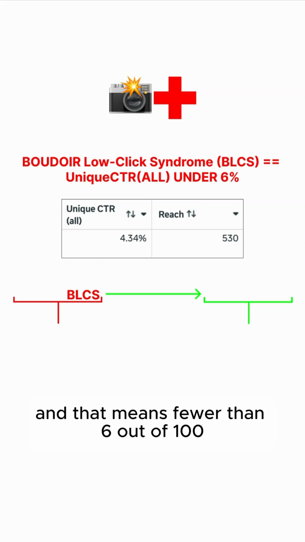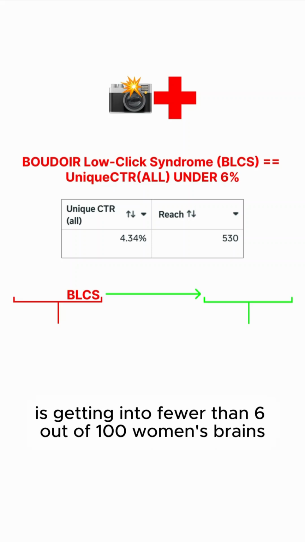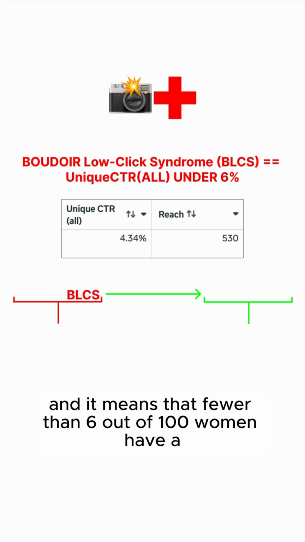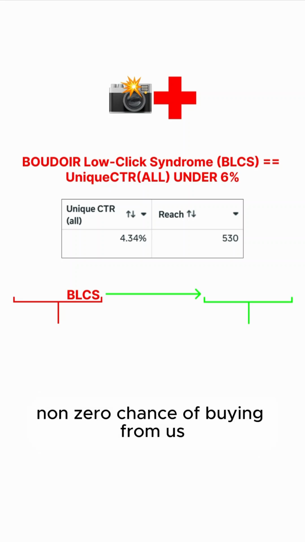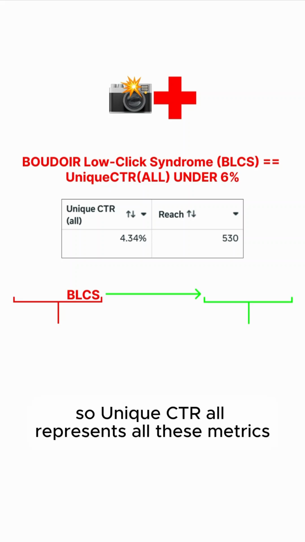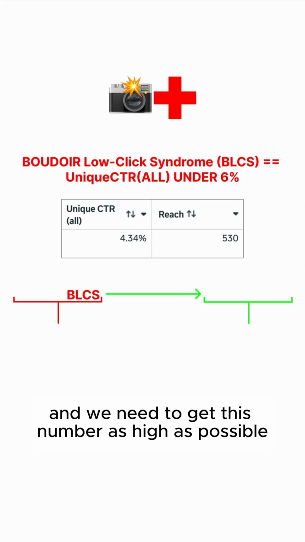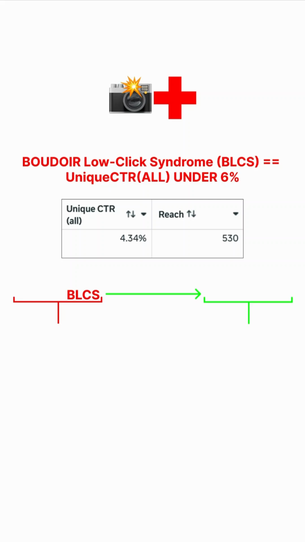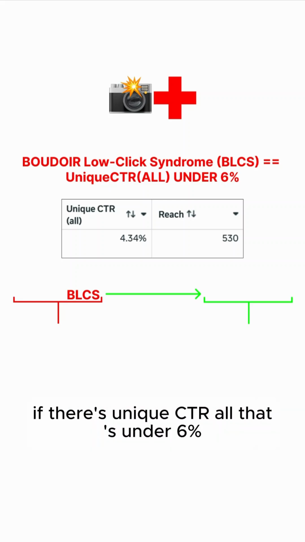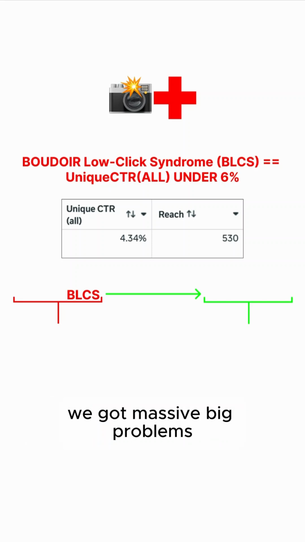And that means our ad is getting into fewer than 6 out of 100 women's brains. Because if they scroll by, our ad has never entered their brain. And it means that fewer than 6 out of 100 women have a non-zero chance of buying from us, because we need our ad to enter their brain to do that. So unique CTR represents all these metrics, and we need to get this number as high as possible. 6% is the minimum. The absolute minimum. If there's a unique CTR that's under 6%, we've got massive problems.